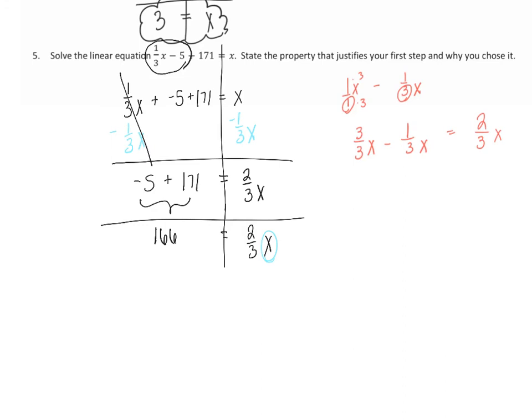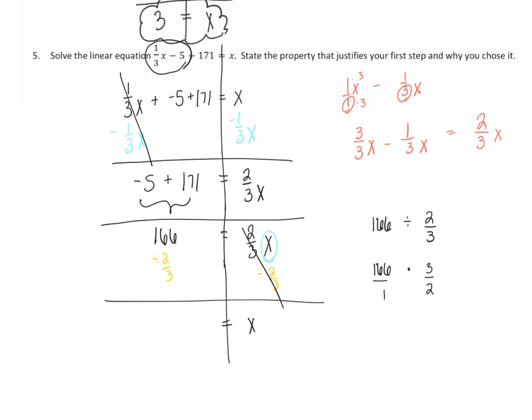Now I'm still trying to get this x by itself. Right now it's being multiplied by 2/3, so I'm just going to have to divide by 2/3 on both sides. Over here it cancels. I'm left with x equals 166 divided by 2/3. Now if I do that over here, 166 divided by 2/3. I'm dividing a fraction, so I have to use keep, change, flip. Times keep, change, flip. Now I'm just multiplying. 166 times 3. I'm just going to quickly do that in my calculator.